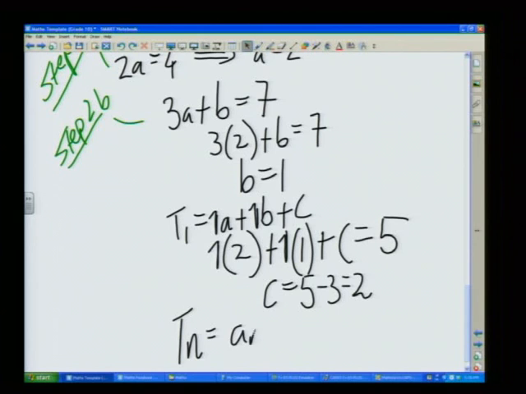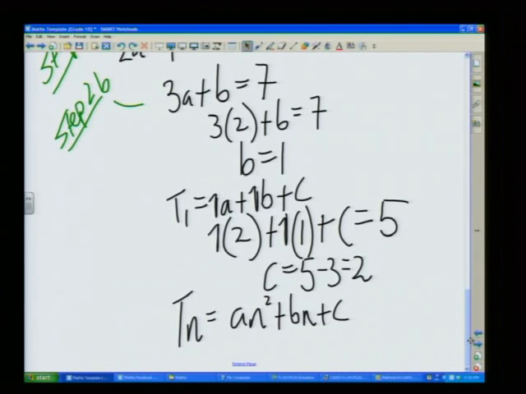So an squared plus bn plus c. I'm going to get 2n squared. Remember, I want n's in my answer because it's a sequence that I'm looking at. 2n squared plus, what is my b value? It's 1n. What is my c value? And of course it's 2, plus 2. And that is the answer for my general term, okay?